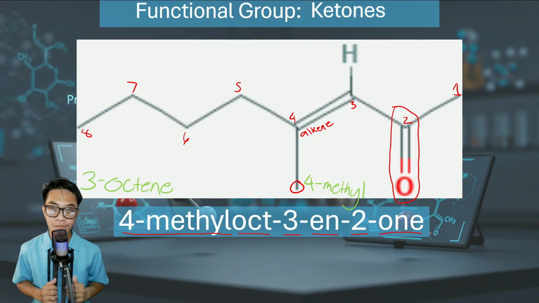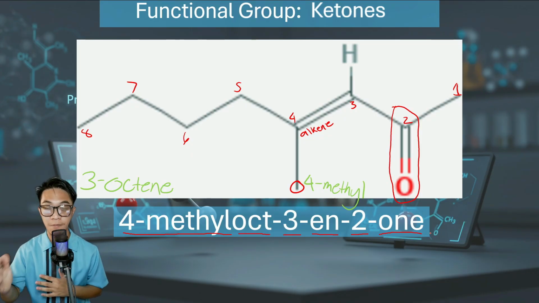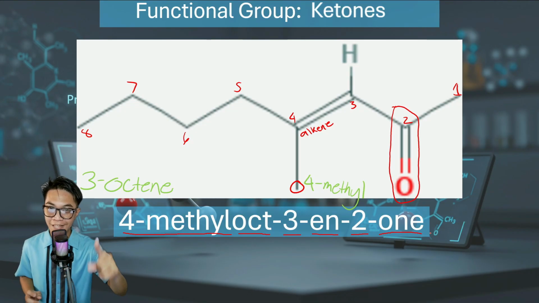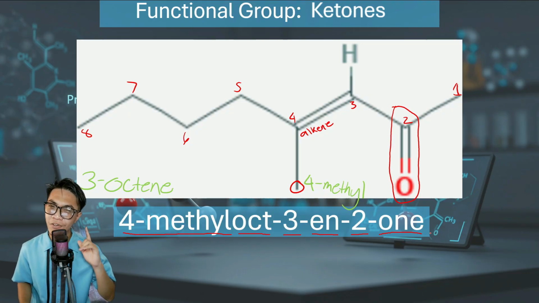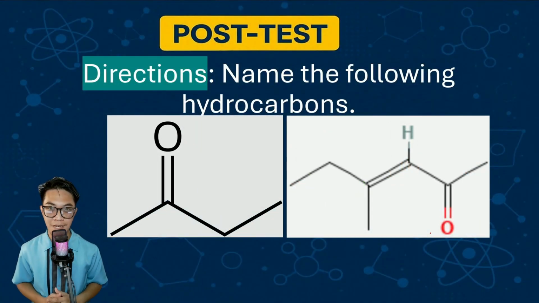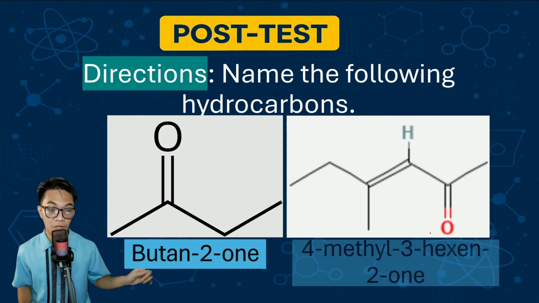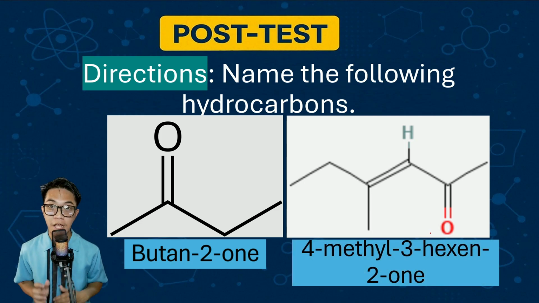Alright? So that's just how easy it is to name our ketone. We just have to simply follow a step-by-step process, similar to naming other functional groups. So since you've stayed towards the end of this lesson, I'll now reveal the answer to our pretest earlier. The names of these following ketones are: the first one is butan-3-one or 3-butanone. And the second one is 4-methyl-3-hexen-2-one.